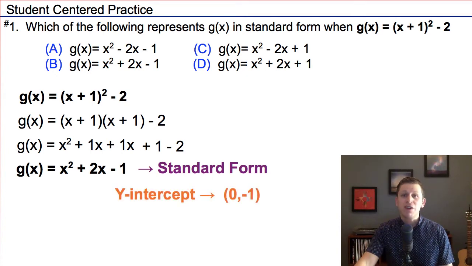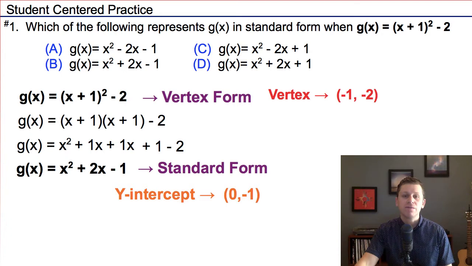We also said that we started with the function g of x in vertex form. When something is written in vertex form, we can tell what the vertex is by looking at what's inside the parentheses and what's on the outside. The x value of the vertex will always be the opposite sign of what's on the inside, and the y value of the vertex will be the same sign as what's on the outside. That makes the vertex of this function (-1, -2). The axis of symmetry is always x equals the x value of the vertex, so here the axis of symmetry is the equation x equals -1.